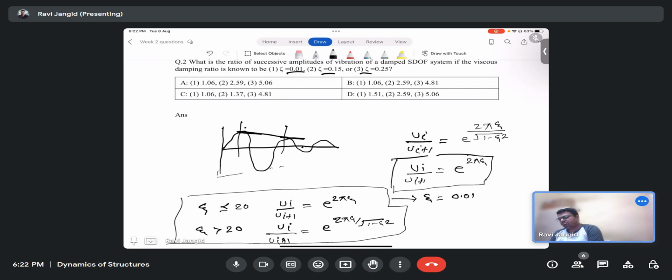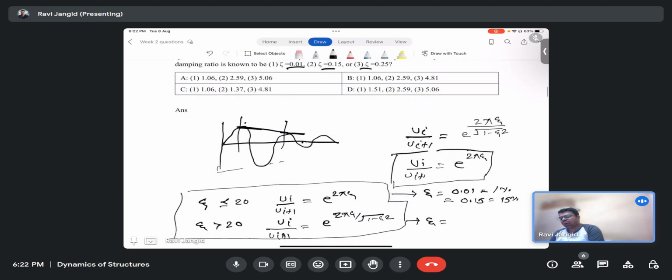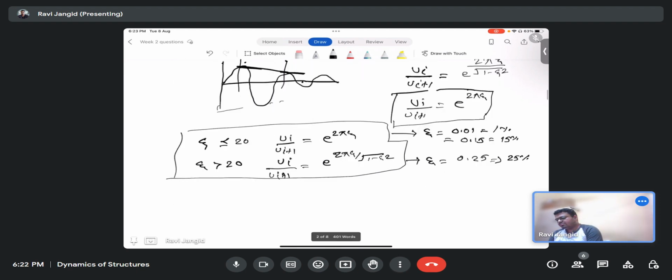So you can use the first two for damping zeta equal to 0.01, not 10%, sorry, it is 1%, and for 15%, and for this one zeta is equal to 25%. You can use this. Now this is the formulation. You need to only put the values of zeta in this system. Okay, so let me put one by one.